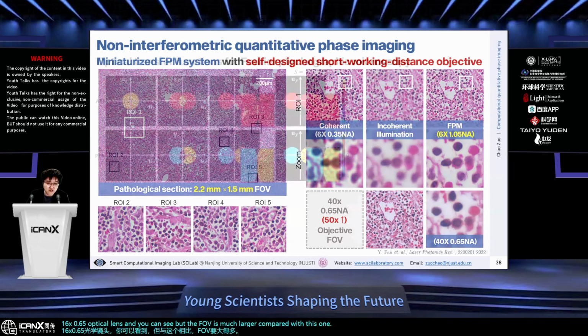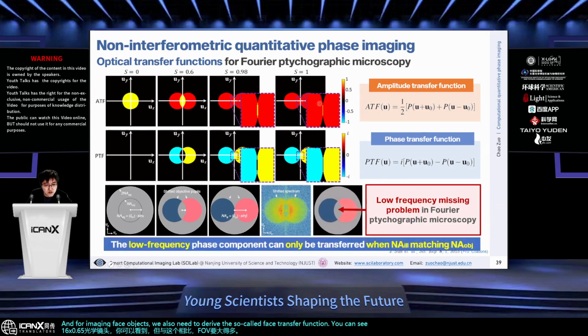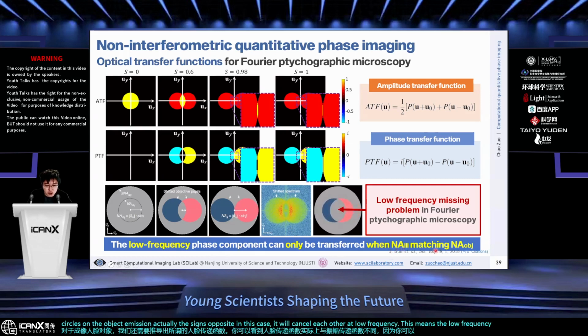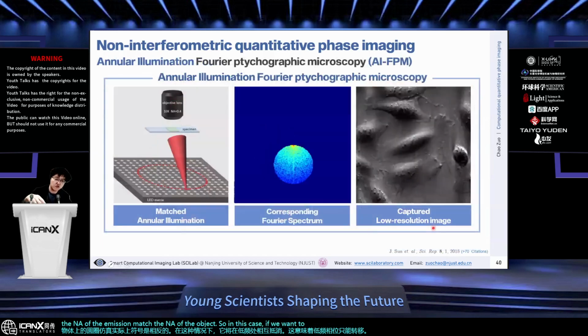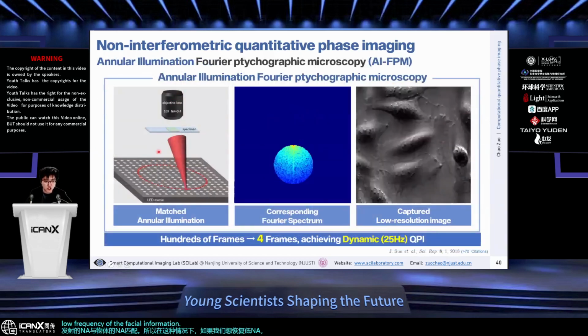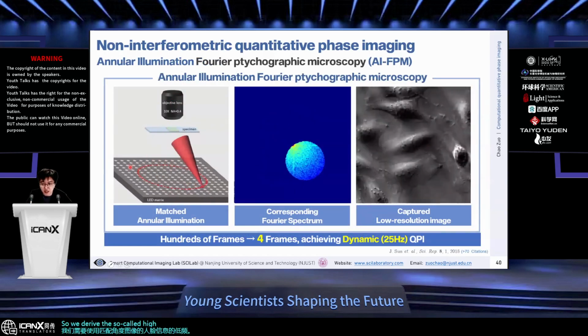And for imaging phase objects, we also need to derive the so-called phase transfer function. You can see the phase transfer function is actually different from the amplitude transfer function, because you can see these two circles on the optical illumination actually have opposite signs. In this case, they cancel each other at low frequency. This means the low frequency phase can only be transferred when the NA of the illumination matches the NA of the objective lens. So if we want to recover the low frequency phase information, we need to use matched annular illumination like this. So we derive the so-called high-speed FPM technique based on annular illumination.